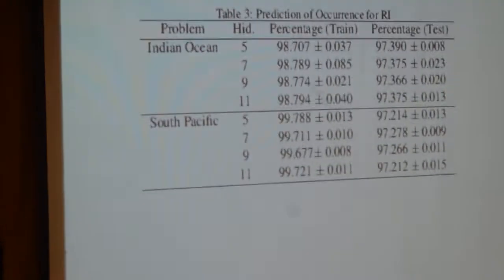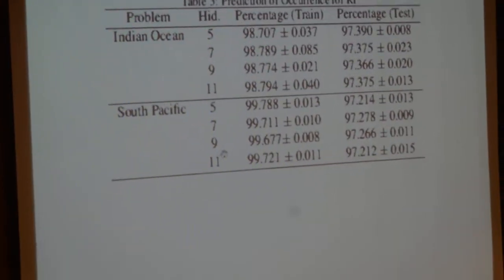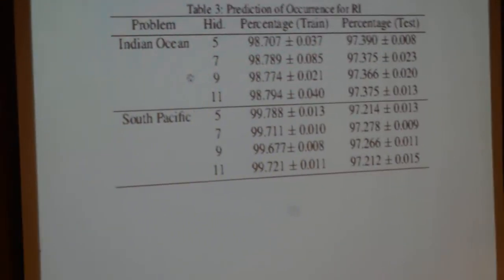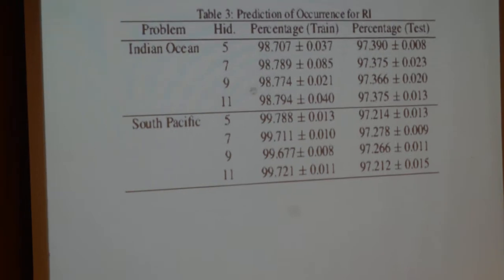So, performance evaluation: how do we evaluate how good the neural network model is in terms of predicting the future occurrence of rapid intensification? There is the root mean squared error or mean absolute error. So for phase one, first we look at the different number of hidden neurons in the model, for two different problems, the South Indian Ocean and the South Pacific Ocean.